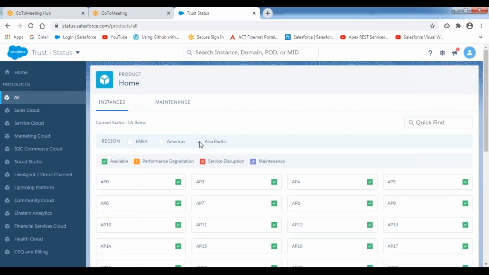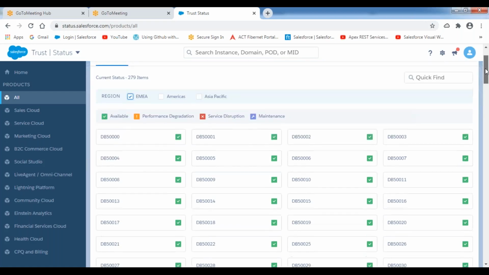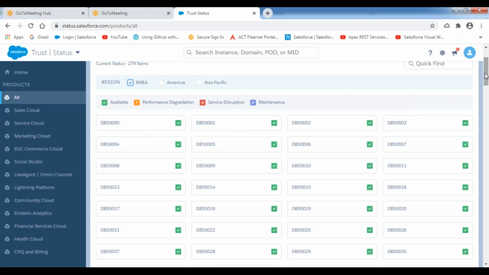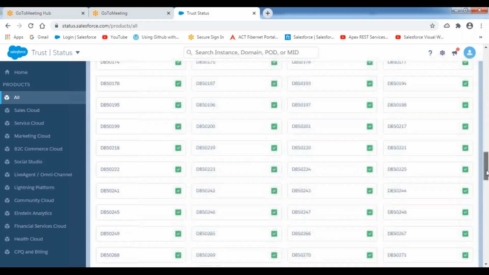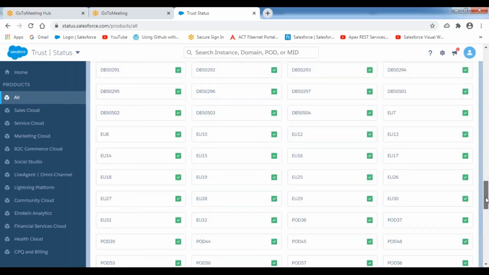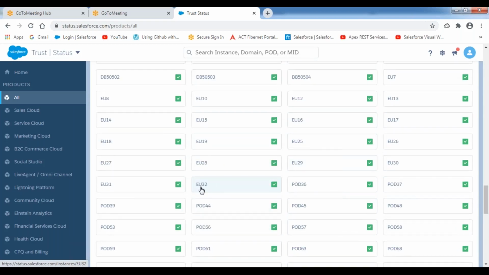If you want to see only the Europe related, unselect this Asia Pacific region checkbox, select that EMEA. Only the EMEA related, nothing but Europe related servers we can verify. So these are the database servers, DB servers available here. Now we can verify the Europe region servers, starting with EU0. Now it is indicating EU7, 8, 10, 12, like that we have up to EU32. Totally 33 servers are available in the Europe region.